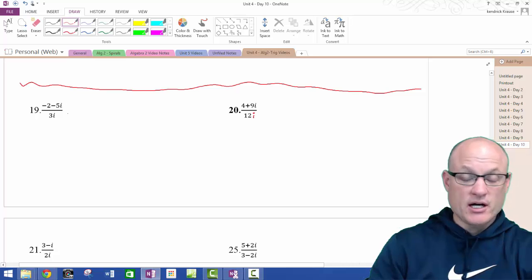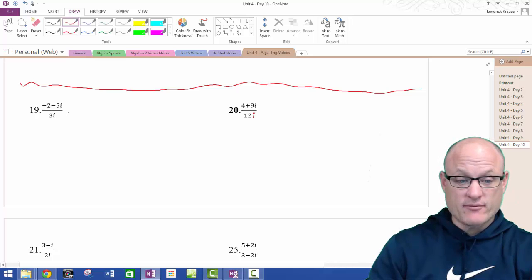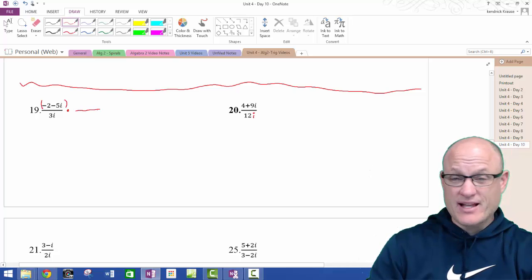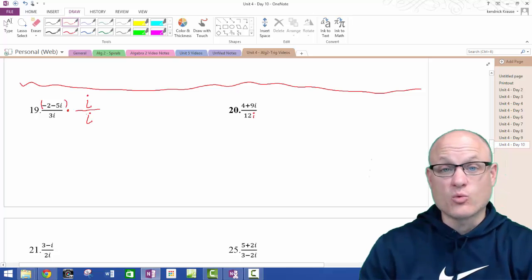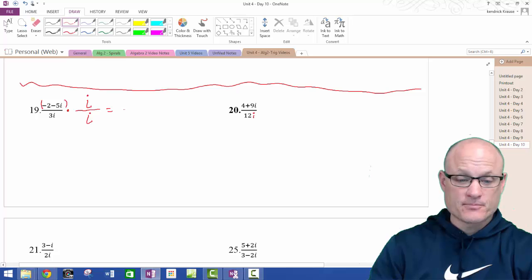So, just like before, we're not allowed to have imaginary numbers in our radicals in the denominator. We're also not allowed to have imaginary numbers in the denominator. So in this case, the thing I want to get rid of is not the 3. I don't really care about the 3. It's the i that I care about. So I'm going to multiply by i over i. Well, i over i is just 1. So really all I'm doing is multiplying times 1.